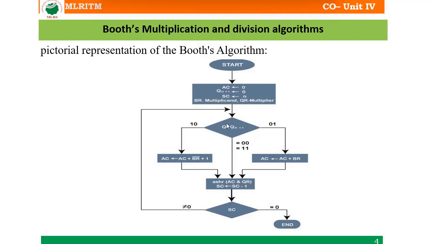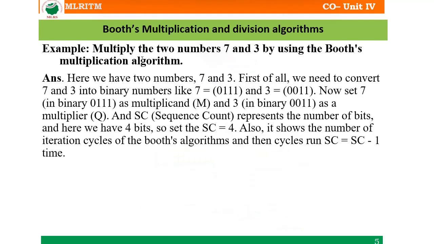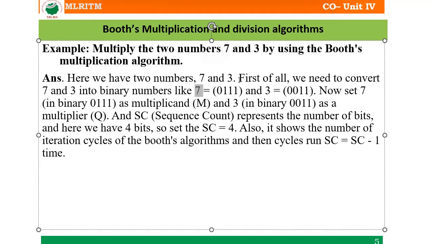So again we are comparing this value until the sequence counter becomes 0. Okay, this is the process of Booth's multiplication algorithm. We are multiplying 7 into 3 by using Booth's multiplication algorithm. Initially we are taking the 7 value and the 3 value in binary form. So the binary form of 7 is 0111.